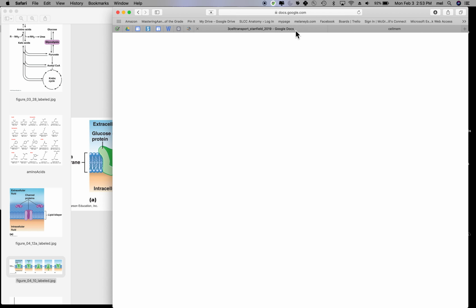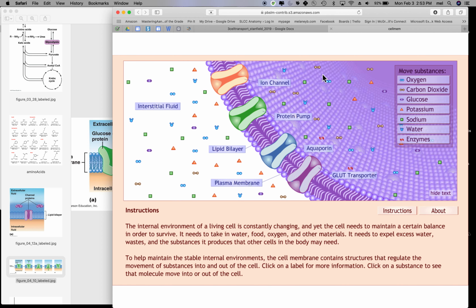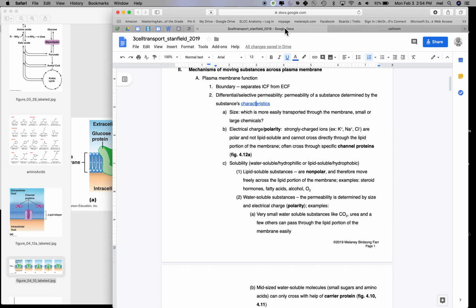This little animation gives us a way to look at these as we're going through. Okay, so let's just start with the basics. How do you predict? If you were trying to predict whether something can go across the cell membrane, first look at its size. Generally speaking, small things traverse the plasma membrane more easily than large things, meaning that this would be more likely to be able to go across the plasma membrane than, for instance, an entire cell. So size does matter. Small chemicals are more likely to be able to go across the plasma membrane.